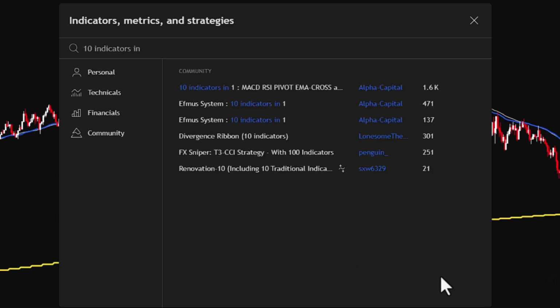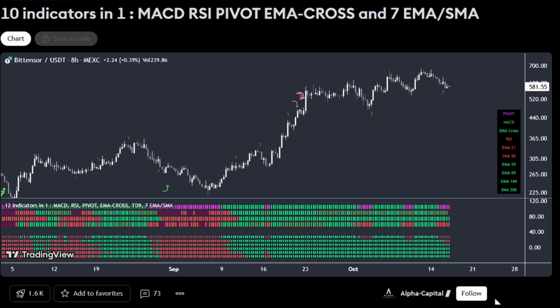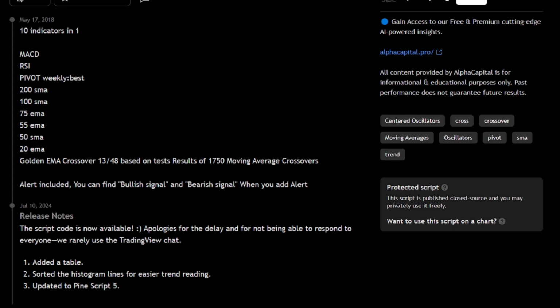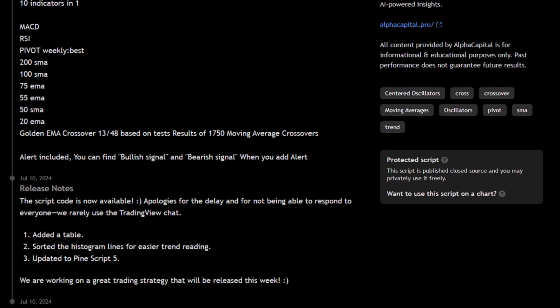Once you find any of the results, click to add it to your chart. This powerful tool comes packed with some heavy hitting indicators, including MACD, Right Pivot Weekly, and a whole bunch of moving averages like SMA 200, SMA 100, SMA 55, SMA 75, EMA 55, EMA 50, Moving Average 200, EMA 200, and even a golden EMA crossover.